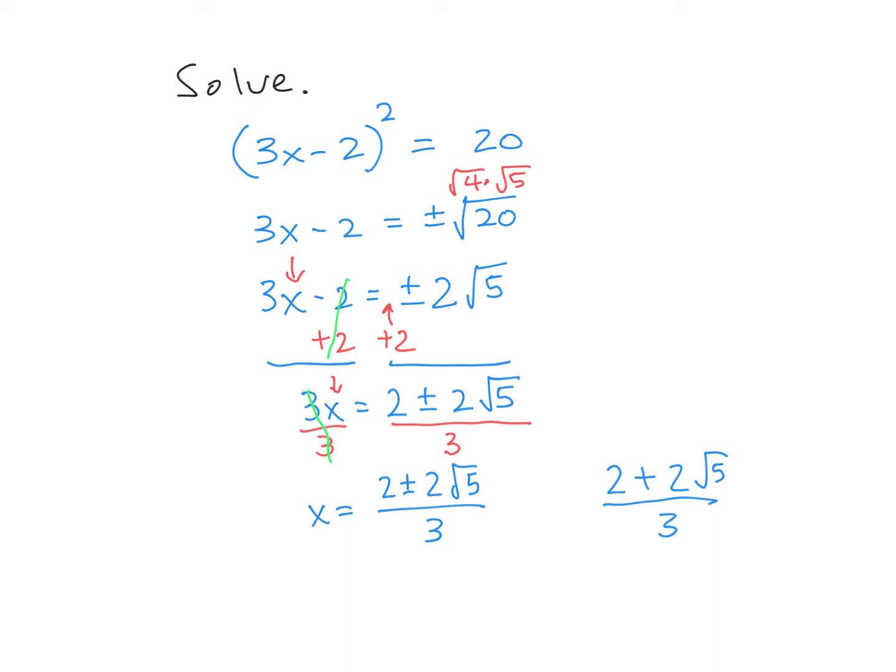So that would be one of my solutions. And then the other solution would be 2 minus 2 square roots of 5 divided by 3. Again, if I'm being fancy and writing this in a solution set, I get this. Okay?